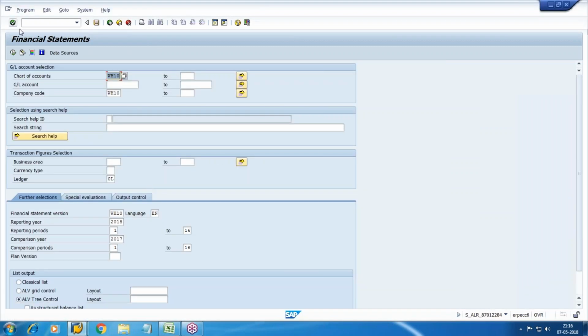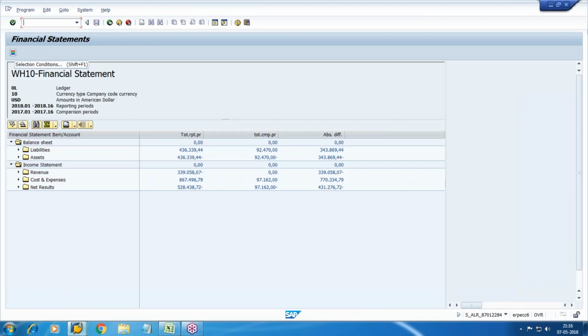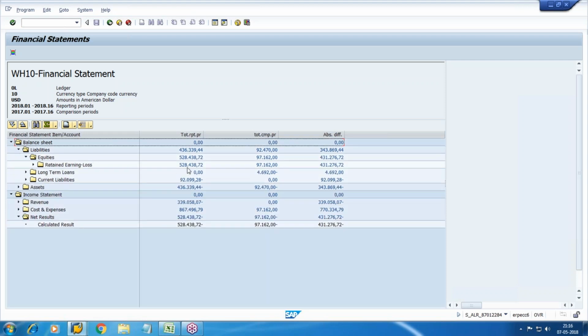Run it once again. So what is your net result? 528,438. So due to those two accounts, it is there. Okay, so this is your profit and loss and balance sheet. This one is your income statement. In income statement, what total? This is your revenue. This is your cost, credit balance, debit balance. So cost is more, so that is the loss. Calculated result loss, and this loss is transferred to your equity.